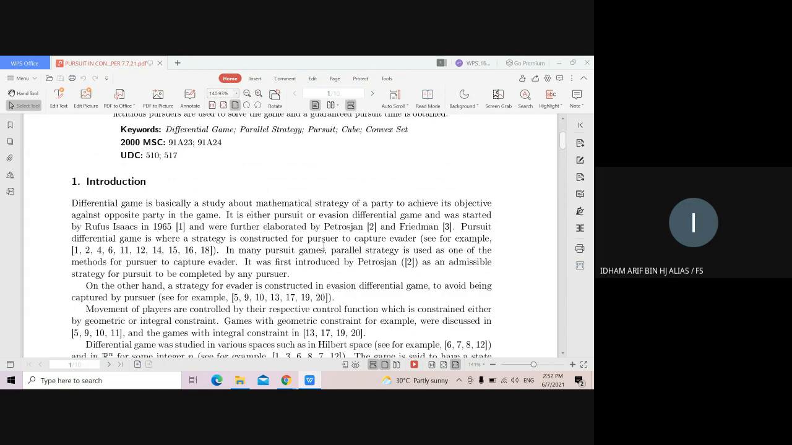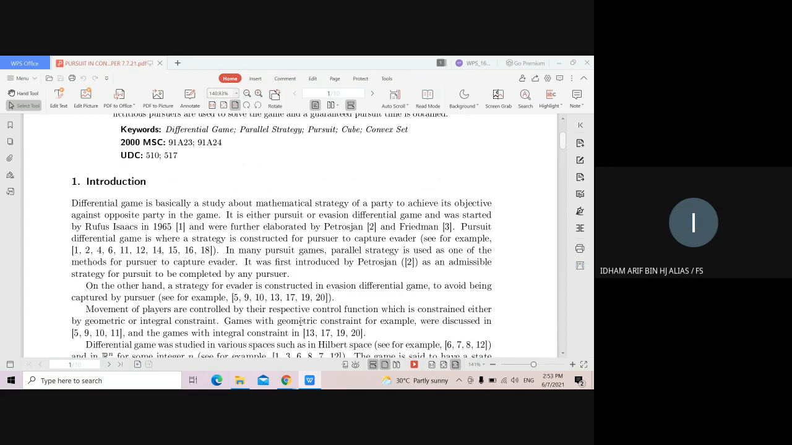So this kind of pursuit game is listed here, for example. And on the other hand, if the player in focus is evader, the problem is to construct a strategy for the evader where the movement of pursuers could be any, meaning that pursuers can move freely. So this kind of evasion game, for example, are listed in this reference.